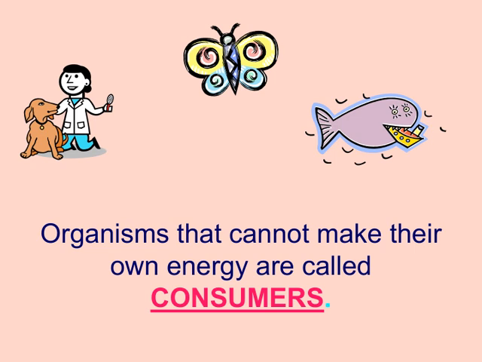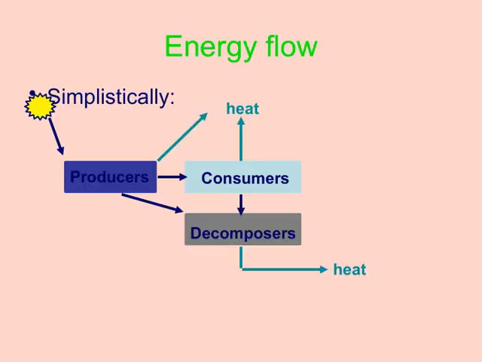Understanding who these consumers are helps us see how energy flows through different levels of an ecosystem. So remember, whenever you think of an organism that depends on others for energy, think of it as a consumer. Let's take a closer look at how energy flows through an ecosystem.